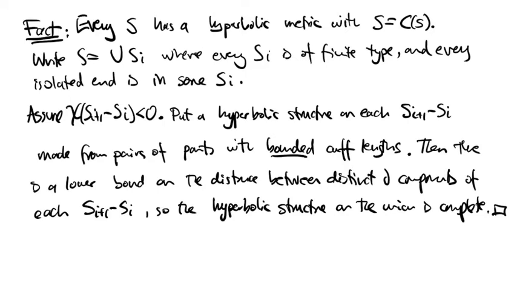Then we can put a hyperbolic structure on each S_{i+1} minus S_i made of pairs of pants with bounded cuff lengths. If the length of the cuffs is bounded, then there's a lower bound on the distance between distinct boundary components of each S_{i+1} minus S_i, and therefore the hyperbolic structure on their union is complete.